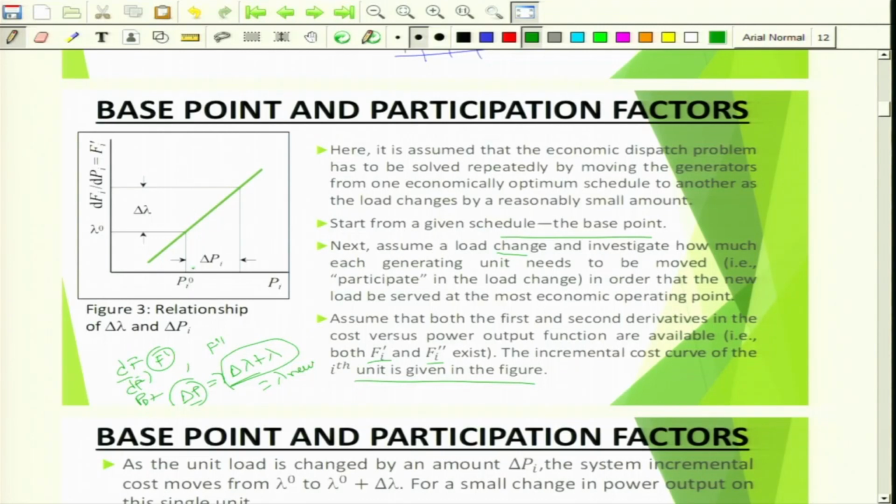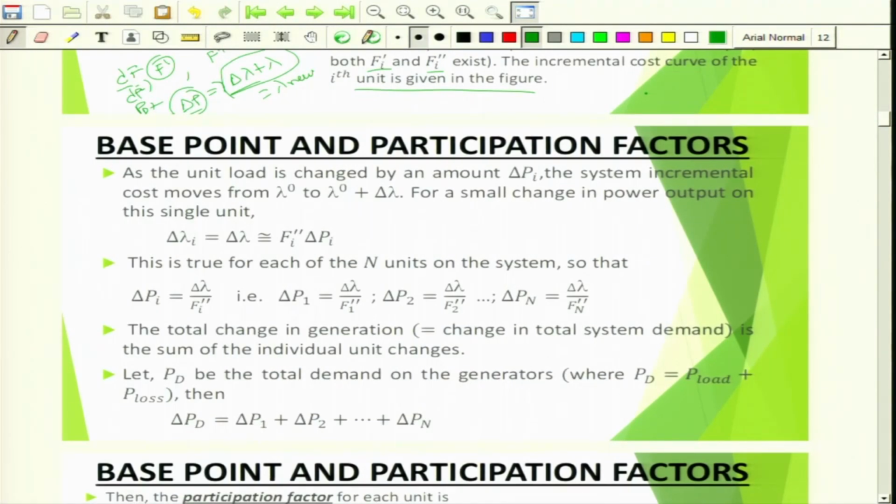That means you can see here, in this characteristic curve, earlier this was the load Pi naught, now the load is changed from Pi naught to some value. Now this is the change in load. For that there is a change in lambda. As the unit load is changed by an amount delta Pi, the system incremental cost moves from lambda naught to lambda naught plus delta lambda for a small change in power output on this single unit.